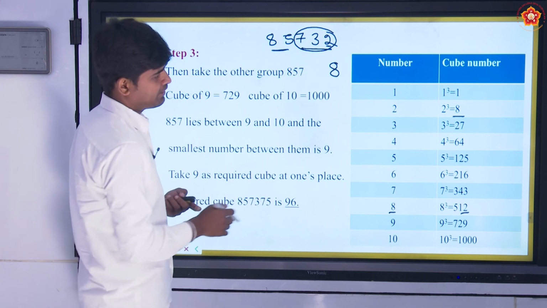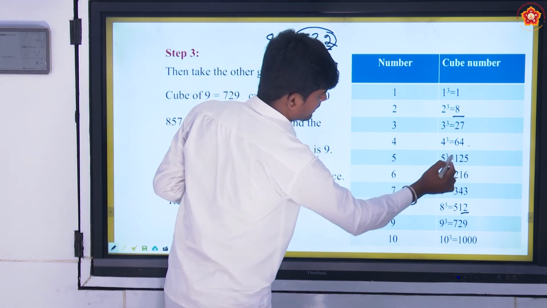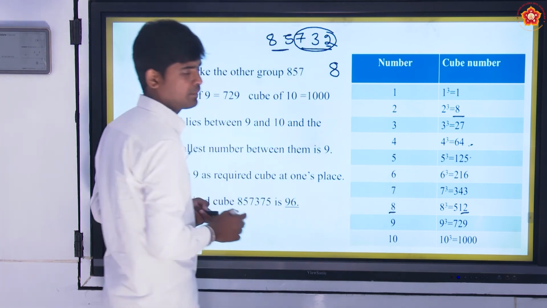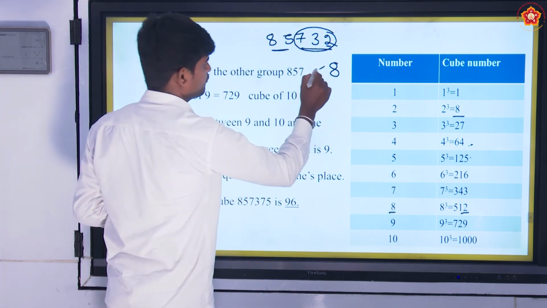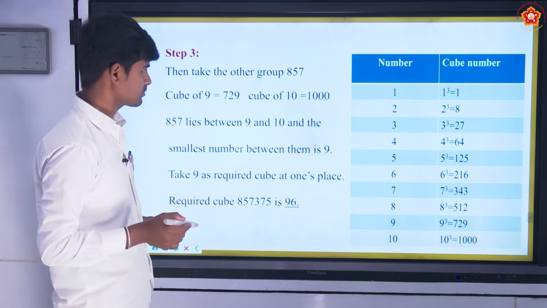85. 85 lies in between which numbers? 64 and 125, that is 4 and 5. Is it right? Which is the smallest number among 4 and 5? It is 4. So, 48. Like this you have to do the problems.